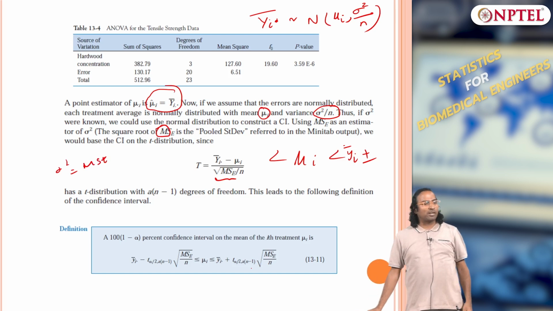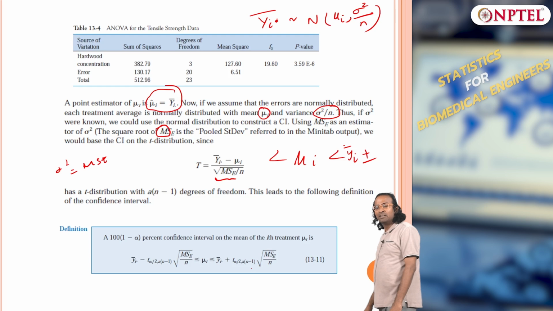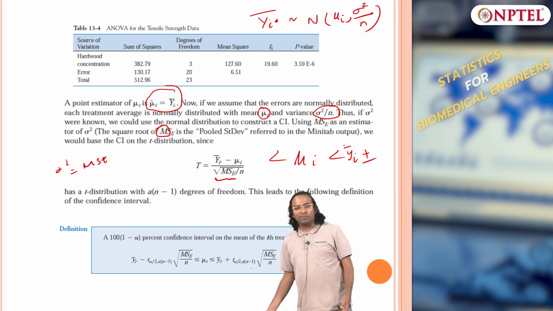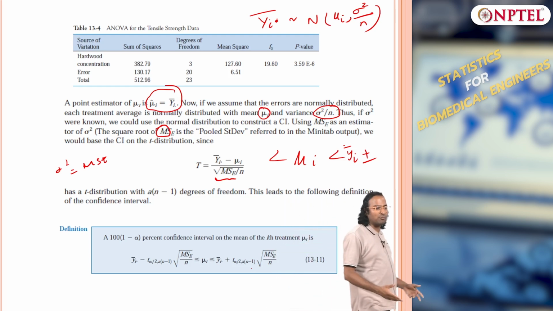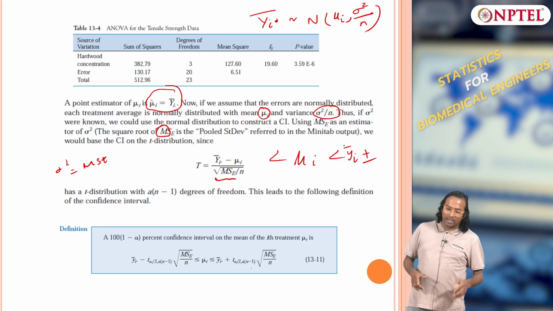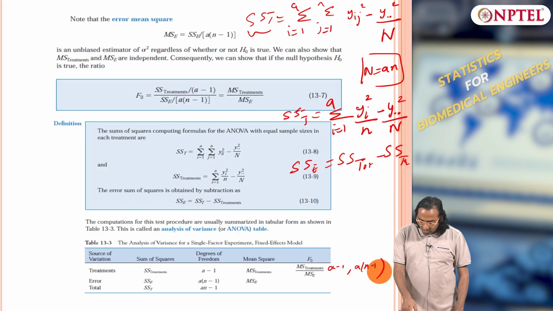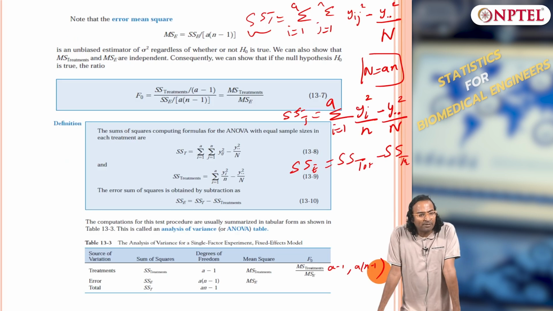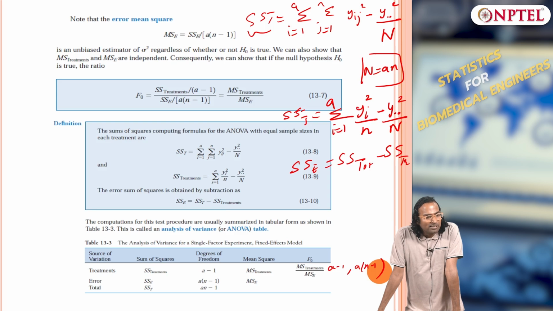Mean square error you are calculating, right, sum square treatment, sum squared total. So sum square error, sum square total, sum square treatment. So sum square error is nothing but what, sum square total minus sum square treatment. How do you get mean squared error? Sum squared error divided by degrees of freedom. What is the degrees of freedom?